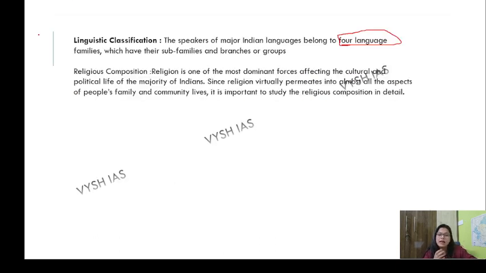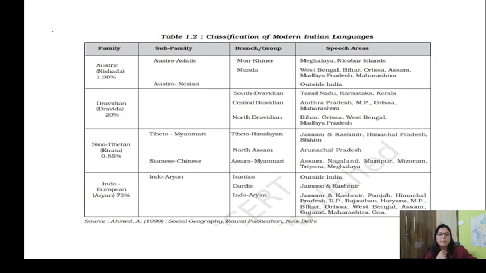In the linguistic classification, we have Austric, Dravidian, Sino-Tibetan, and Indo-European. What comes in the family of Austric is Austro-Asiatic and Austronesian. When talking about Sino-Tibetan, it's Tibeto-Burman and Siamese-Chinese. And when it comes to the Indo-European family, it's Indo-Aryan.